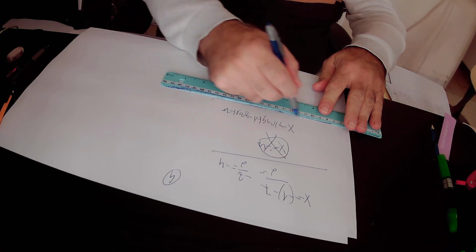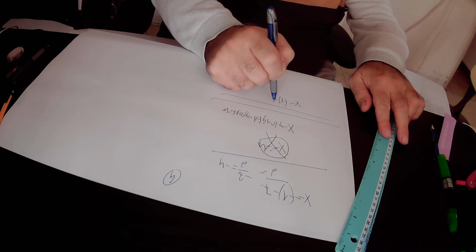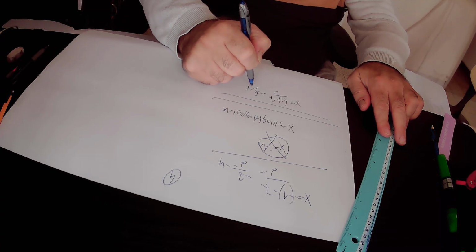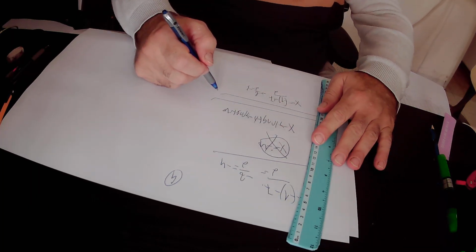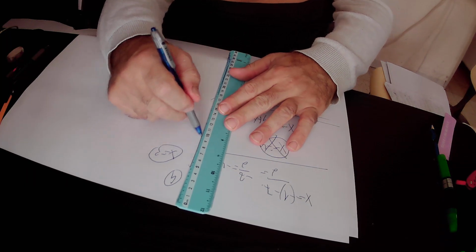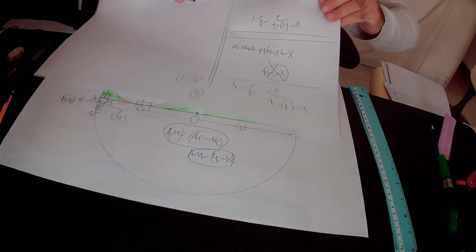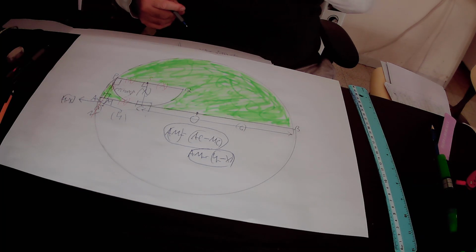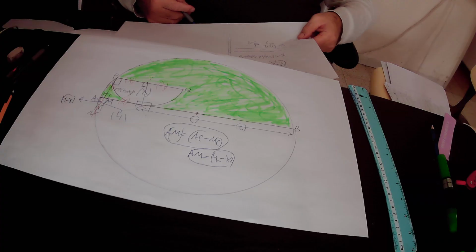The second solution for x is as follows: x equals minus 1 plus 7 over 2. Minus 1 plus 7 is 6, and 6 over 2 is 3. So the radius of the small semicircle is x equals 3. Our task is to find out the area of this green shape. What is the area of the green shape? The area of the green shape is equal to the area of the big semicircle minus the area of the small semicircle.